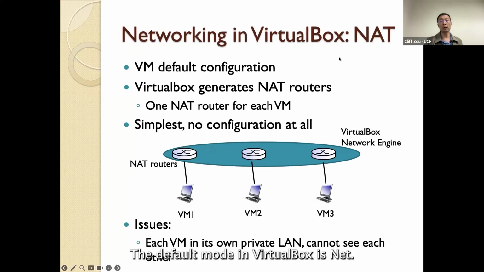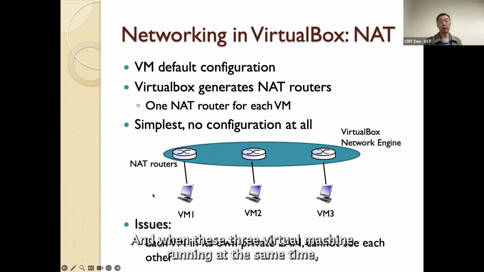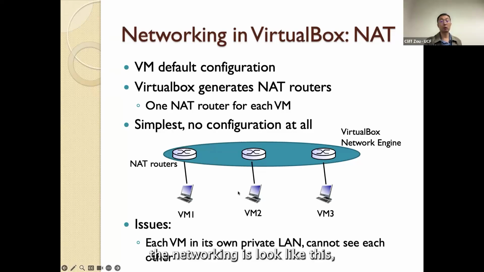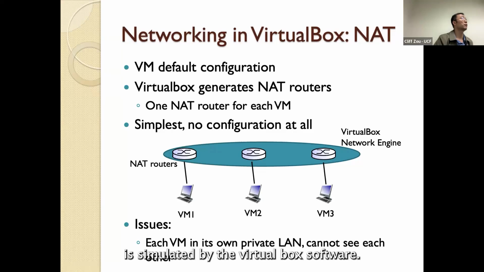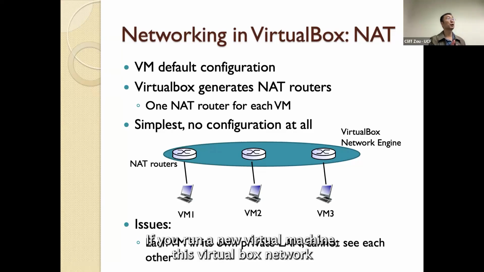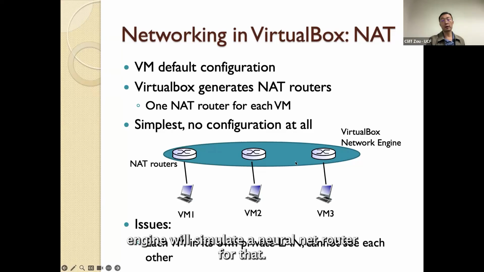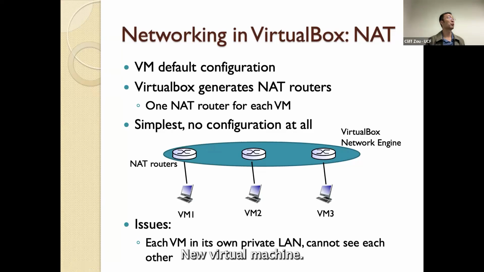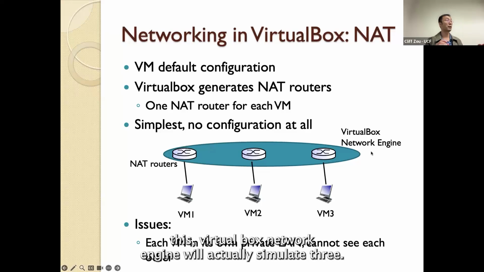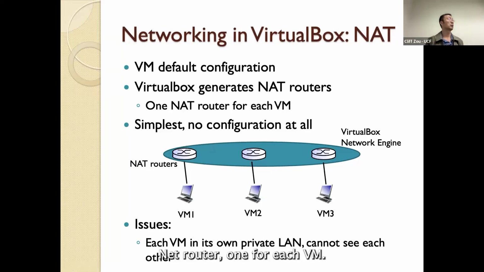The default mode in VirtualBox is NAT. That means that suppose you're running 3 virtual machines, and when these 3 virtual machines are running at the same time, their networking looks like this. This NAT router is simulated by the VirtualBox software. If you run a new virtual machine, the VirtualBox network engine will simulate a new NAT router for that new virtual machine. So if you have 3 virtual machines, it will actually simulate 3 NAT routers, one for each VM.